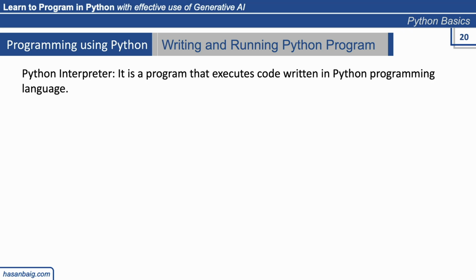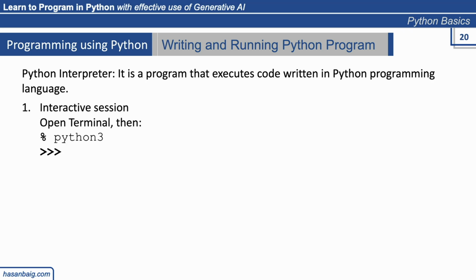Okay? So there are two ways of writing a Python program. The first way is the interactive session. Open the terminal, then write python or python3, however it is configured on your computer. Once you do it, you will be taken into another interface where you see these three arrows appearing on your screen. It means that you are in the Python interactive shell.